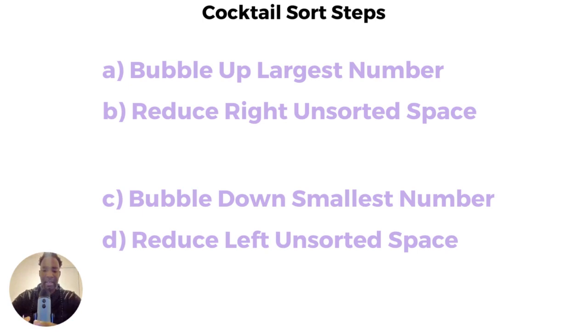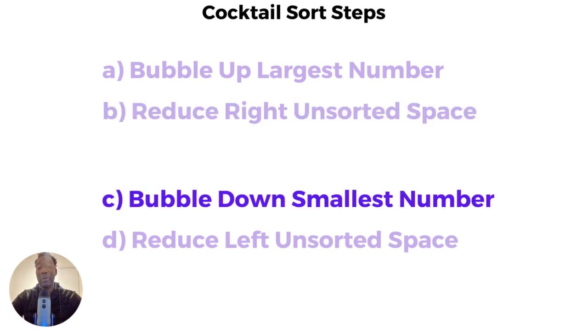So picture that you have an array and this array is unsorted. That unsorted array we're going to refer to as the unsorted space. The whole idea is to reduce that unsorted space as you sort left and right. The first step is to bubble up the largest number from left to right. Once you've done that, you will then reduce the right unsorted space. You're going to see what I mean in just a moment once we reach an example.